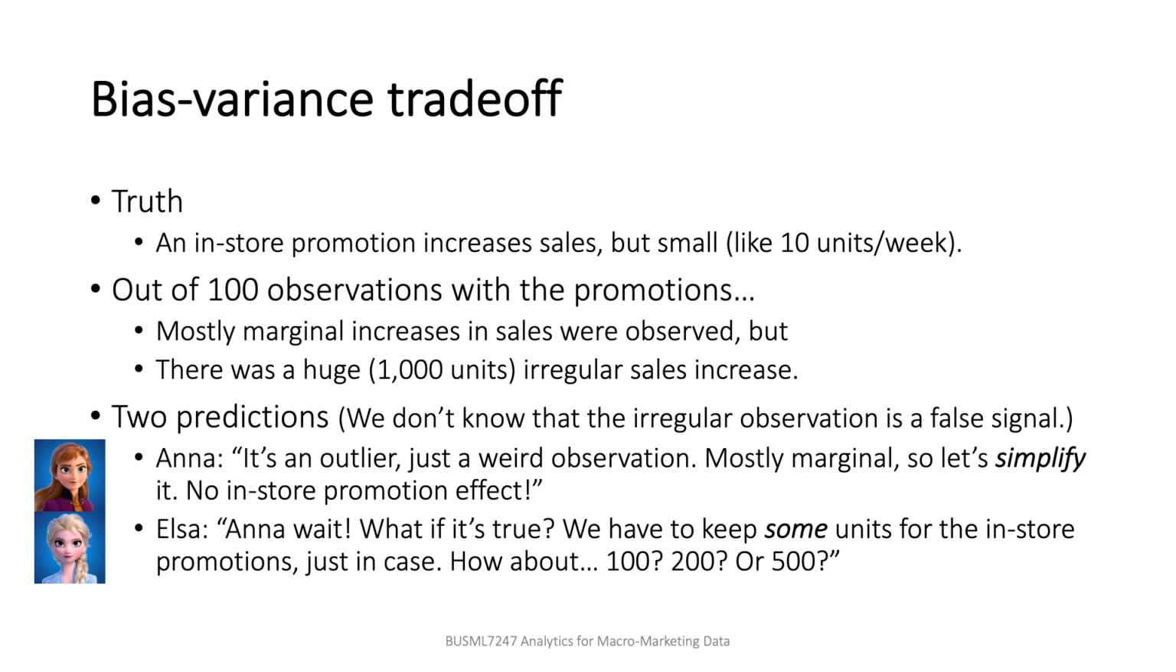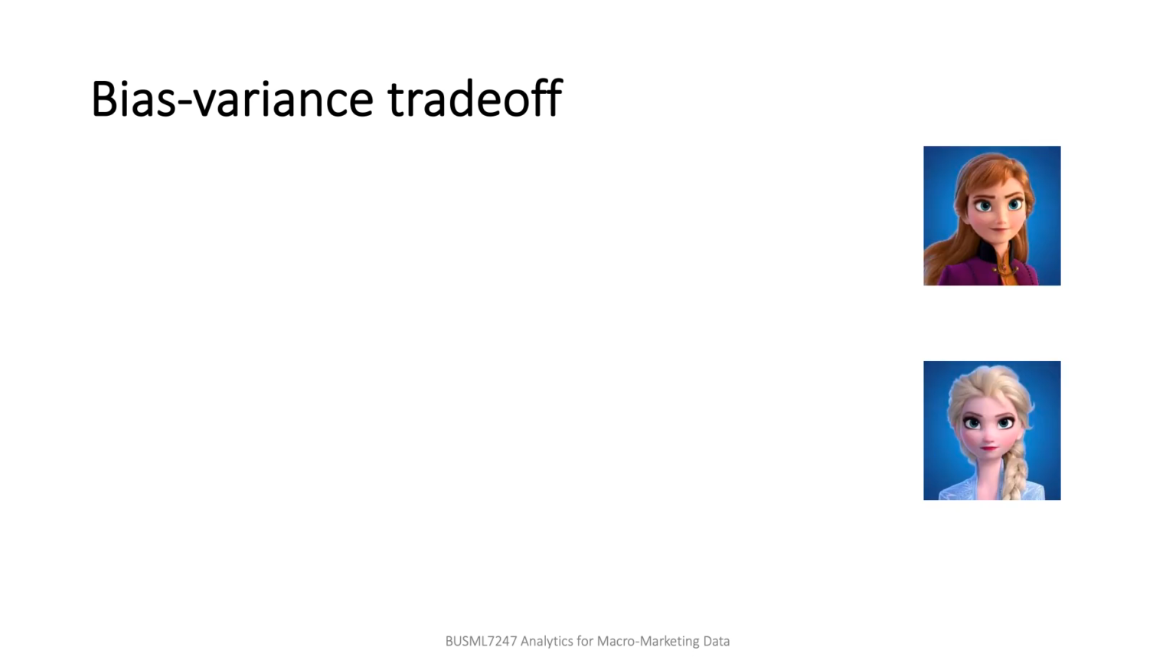The second machine, Elsa, has a different opinion. She stops Anna and says, "Anna, wait, what if it's true? We have to keep some units for the in-store promotions just in case. How about 100, 200, or 500?" That is, Elsa's guess on gamma, the C value, is quite big and uncertain.